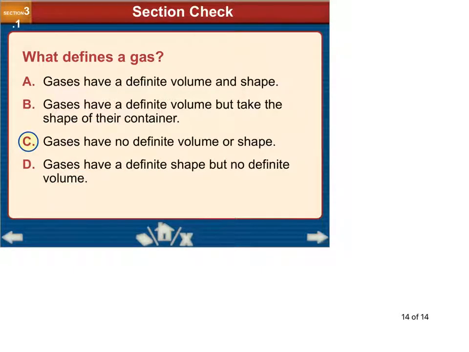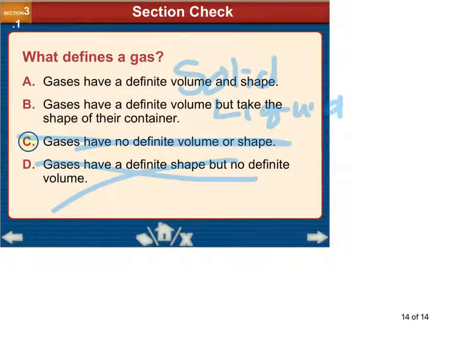And what defines a gas? No definite shape or volume. Okay, one option says a definite volume and shape. That would have been a solid. Another says a definite volume, but takes the shape of its container. That would have been a liquid. And this one doesn't match anything at all. It has a definite shape, but no definite volume. This doesn't work for any of them, but the first two were solids and liquids.